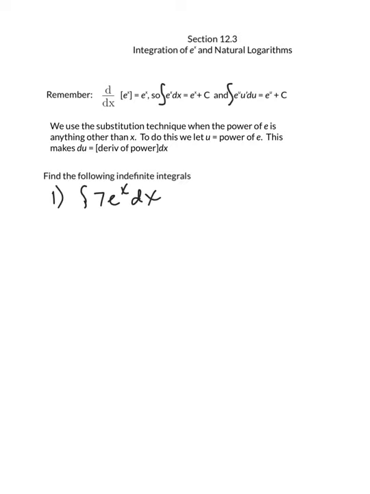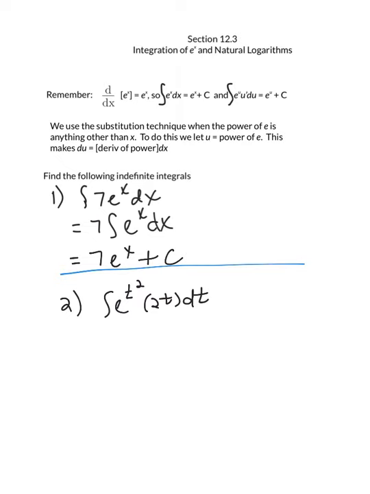We're going to practice finding the indefinite integrals involving e, and our first one is the integral of 7e to the x dx. Remember that when you have a coefficient, you can pull that out in front of the integral sign. So that would be the same as having 7 times the integral of e to the x dx. Well, we keep that coefficient, and the integral of e to the x is e to the x, and don't forget plus c.